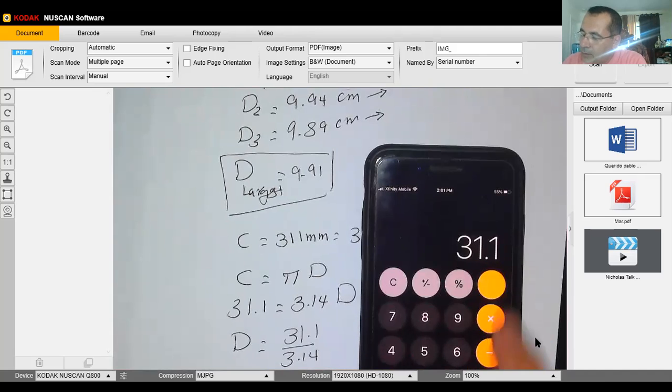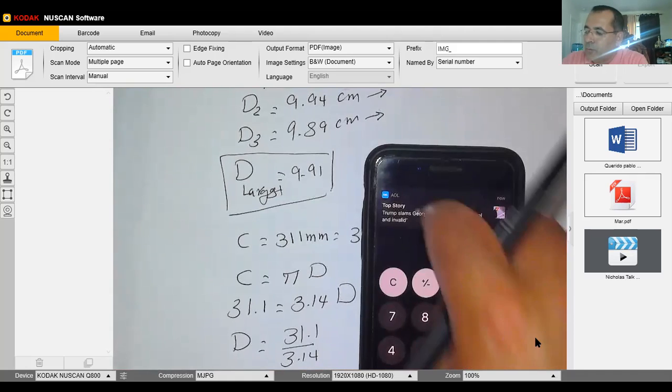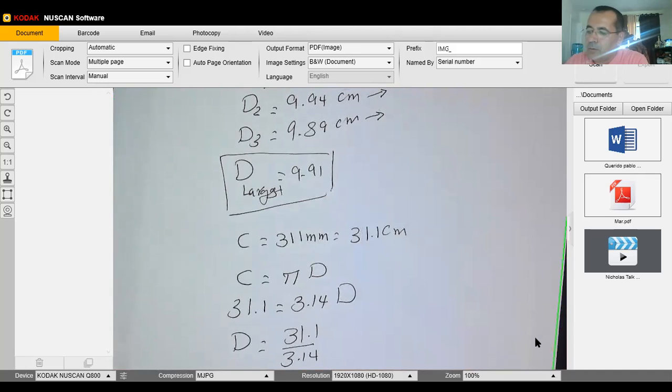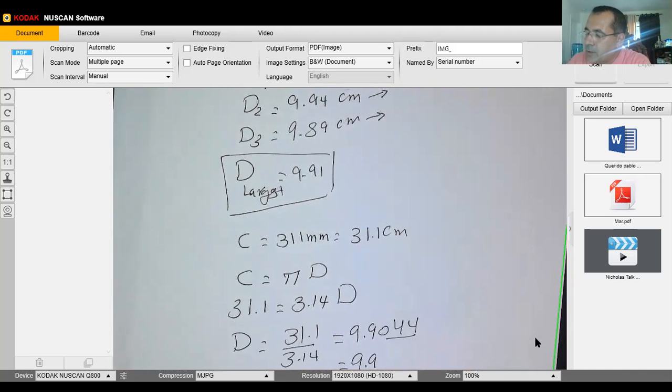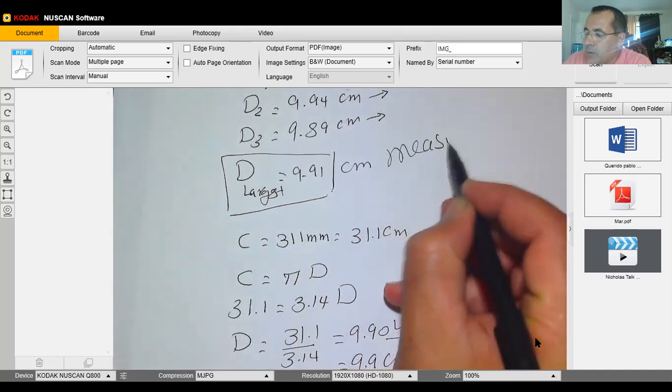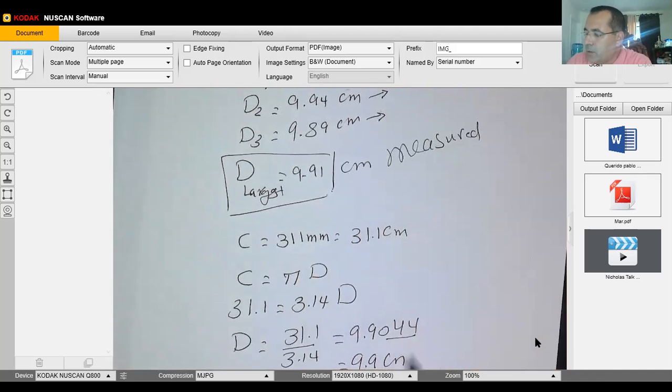31.1 divided by 3.14. So that's 9.90. This is 9.9044, which is 9.9 because this is 0, we cancel it, centimeters. So right now I get two readings. This one I measured. I will call it the measured value. This one is the accepted value.